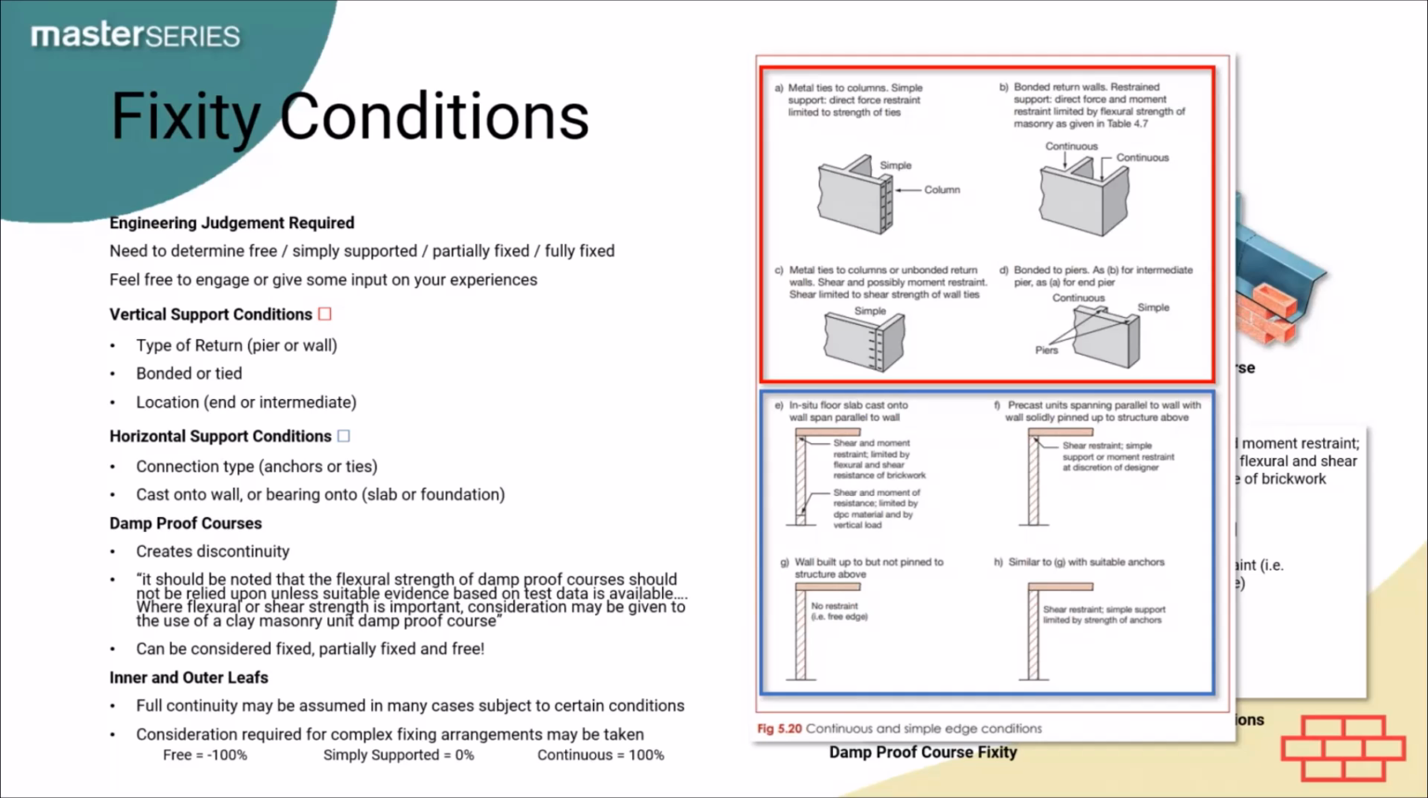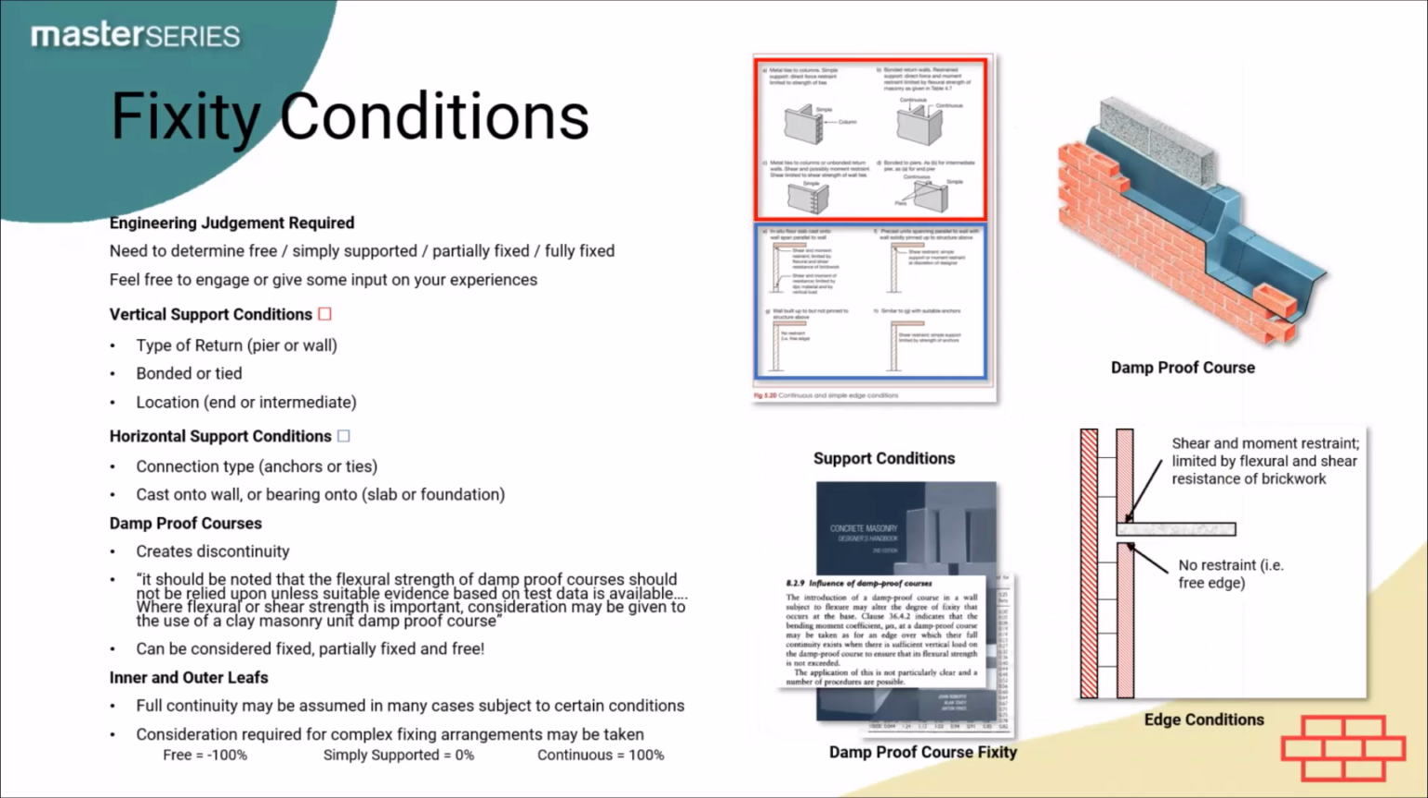So vertical fixity conditions vary based on the type of return, whether it's a full wall or a pier, whether it's fully bonded or using ties, or whether it's on the edge of a wall or at the middle. And likewise, conditions vary based on the above floor it's connected to using anchors, whether the above floor is cast onto the wall or not, and how the wall is bearing onto a support. For our horizontal fixity, we also need to pay attention to the position of movement joints and the effect it has on the panel in regards to size and restraint conditions.